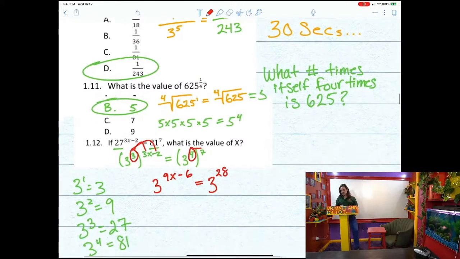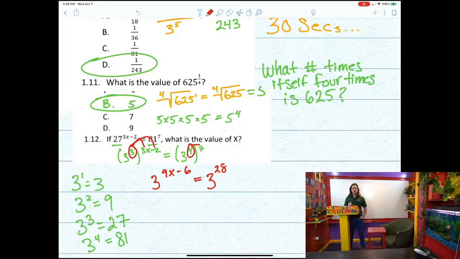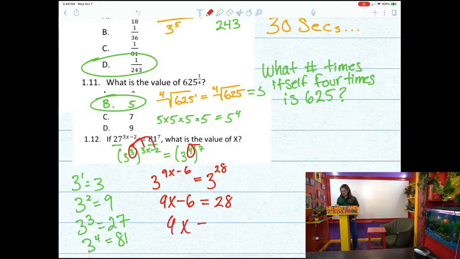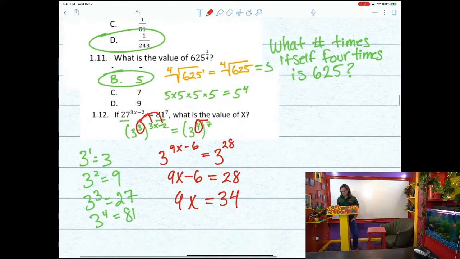Now you have common bases on opposite sides of the equal sign. So you can drop the bases and equate the exponents. So 9x minus 6 is equal to 28. If you add 6 on both sides, then you're going to get 9x is equal to 34. And then dividing by 9, this is not going to be a nice number, but this would be 34 over 9.